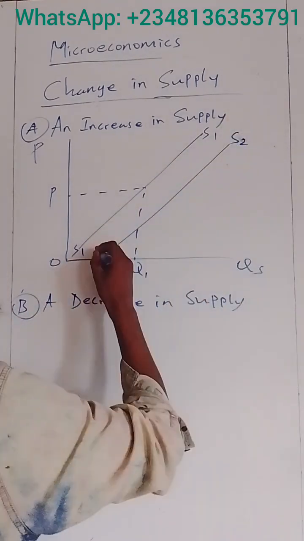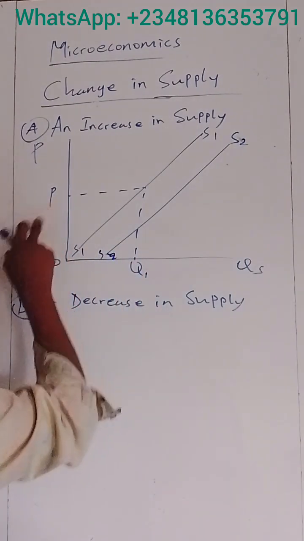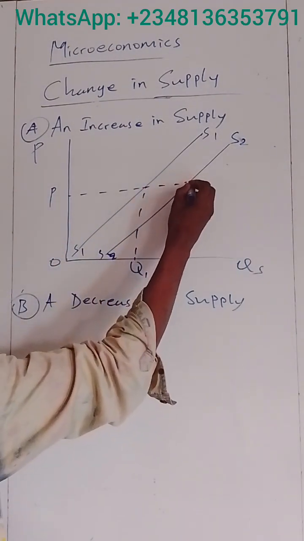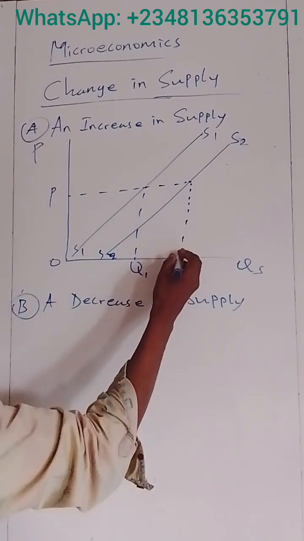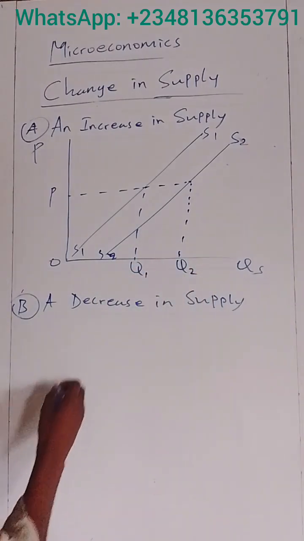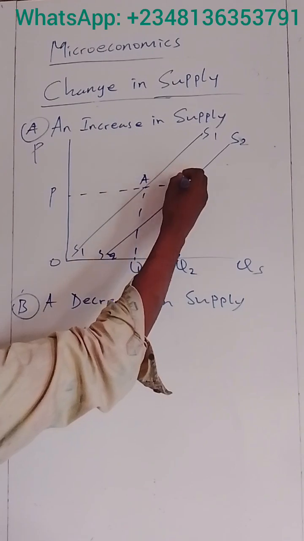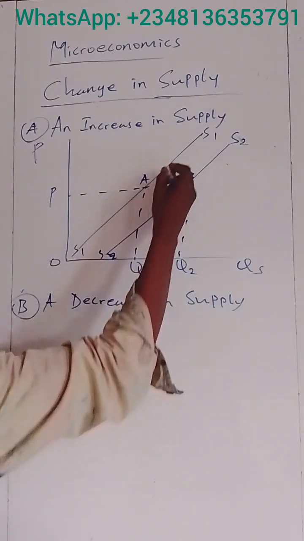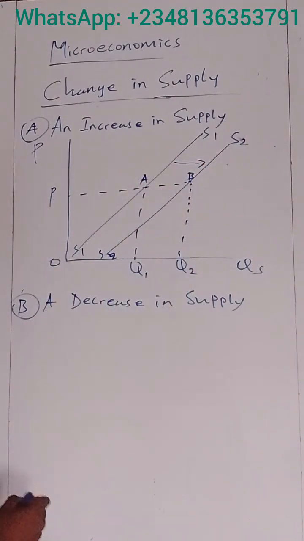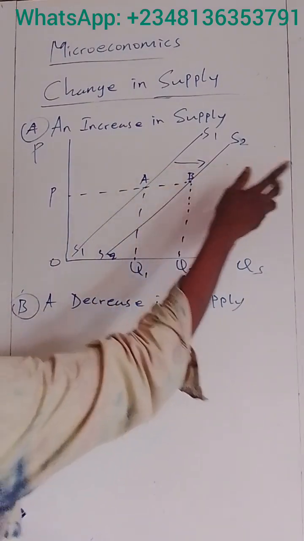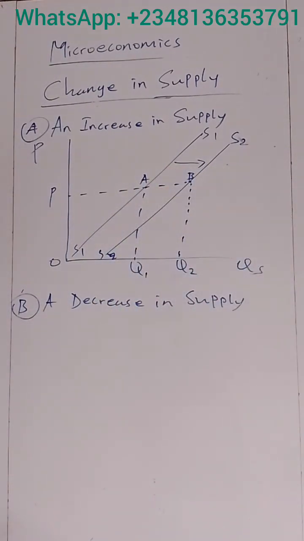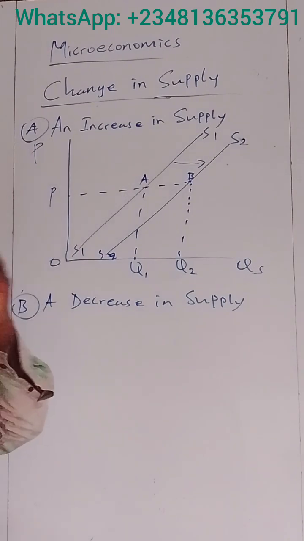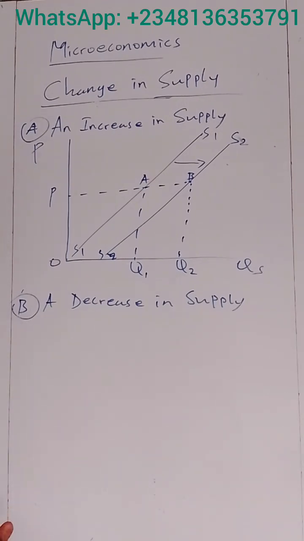So we have S2 at the old price. If you trace this to the new supply curve and trace the corresponding Q, we can have Q2. If I call the initial point here A and this one B, we can show that there is an increase in supply. This arrow is pointing towards the right hand side, implying that there is a rightward shift in the supply curve. You can see the effect is that the price remains constant, but the quantity supplied has increased.